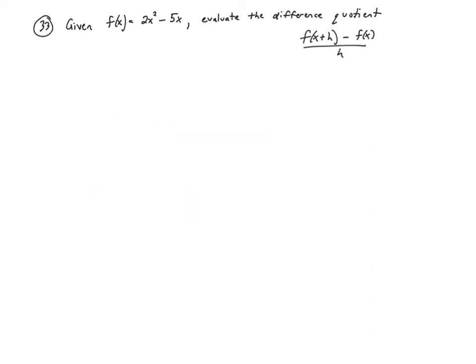Number 33. Given f of x equals 2x squared minus 5x, evaluate the difference quotient. In evaluating the difference quotient, we need to know what f of x plus h is.